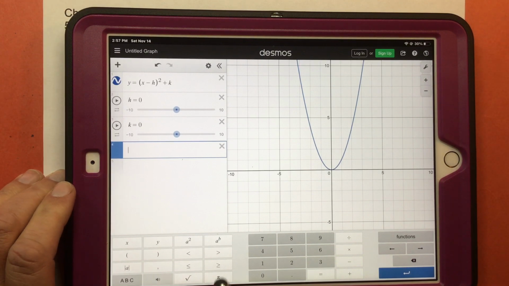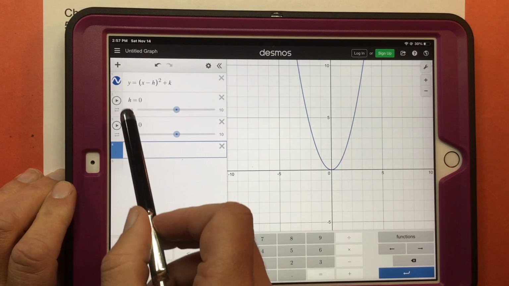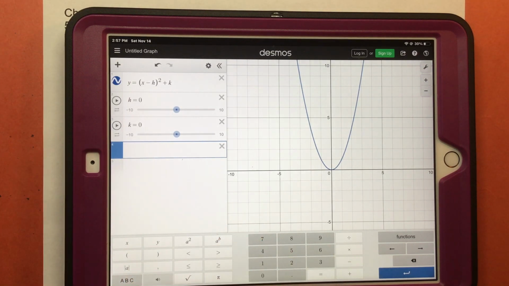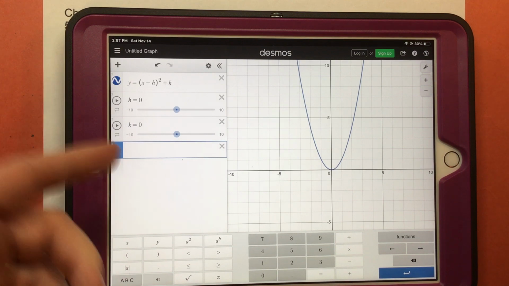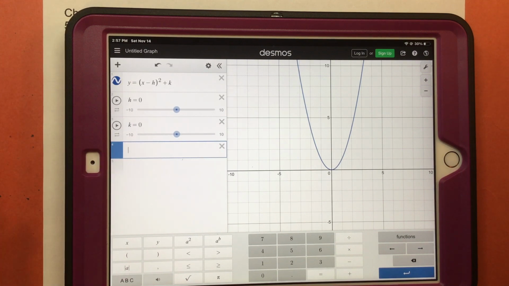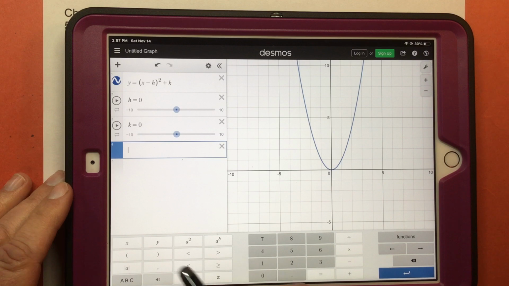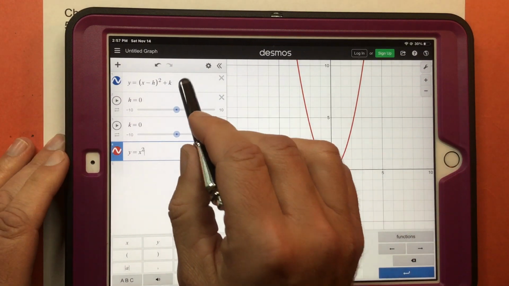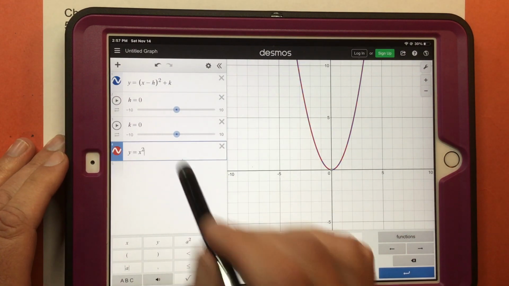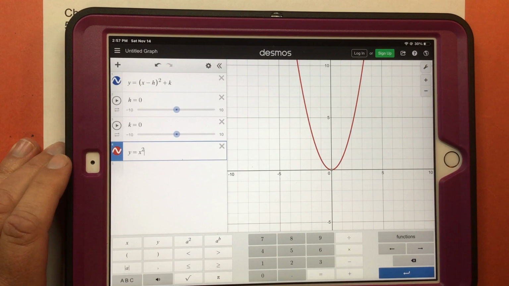So I've got it set up now to where h is 0 and k is 0. In other words, subtracting 0 doesn't change anything, adding 0 doesn't change anything. So right now this is the same as y equals x to the second power. Here's the blue one that I'm going to show you, and this is the red one. The red one is the actual parent function that I talked about in the previous video, y equals x squared. I'm going to leave that one alone, but I'm going to mess with the other one.